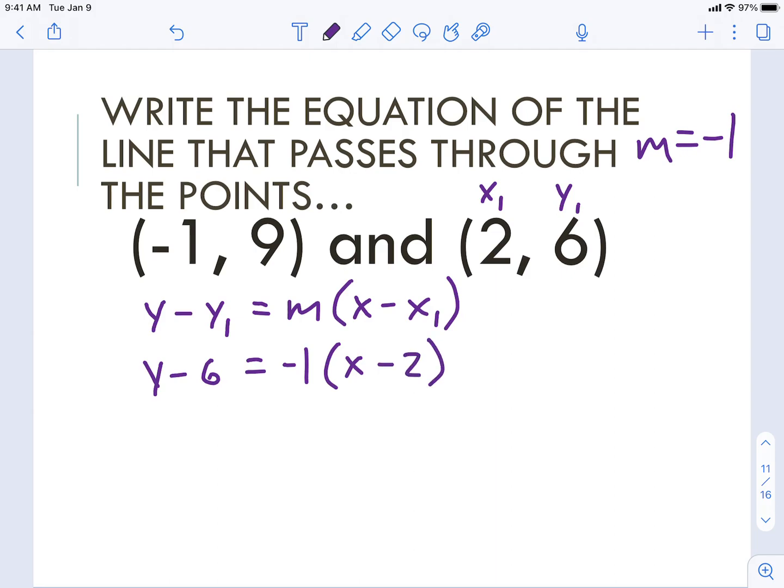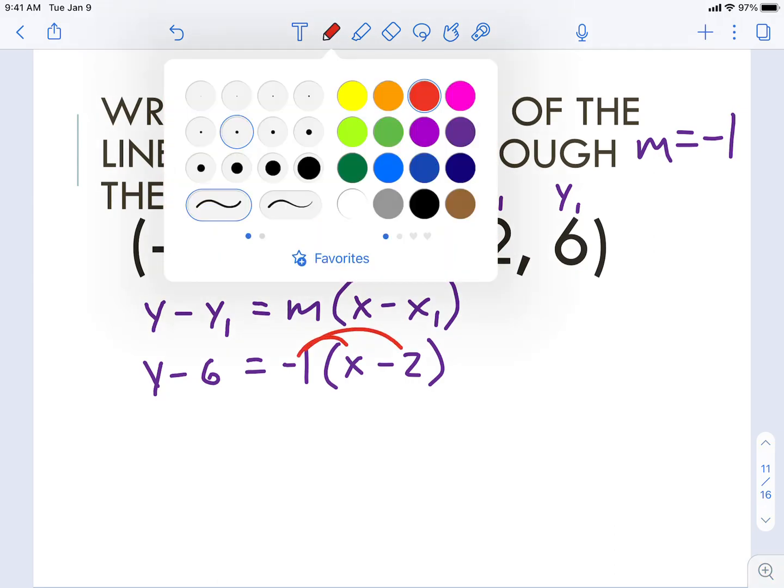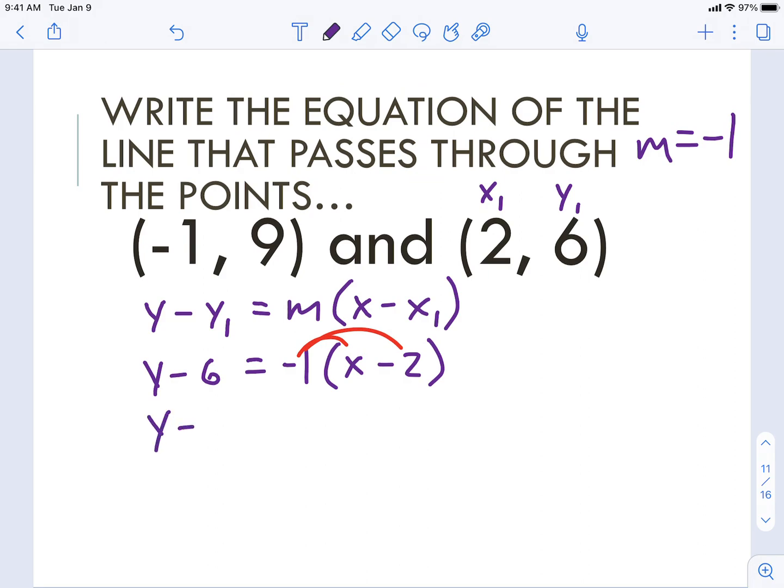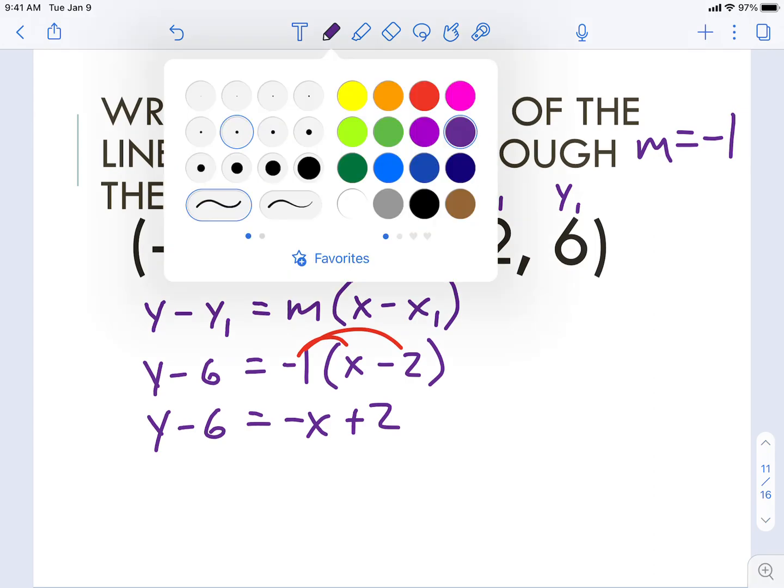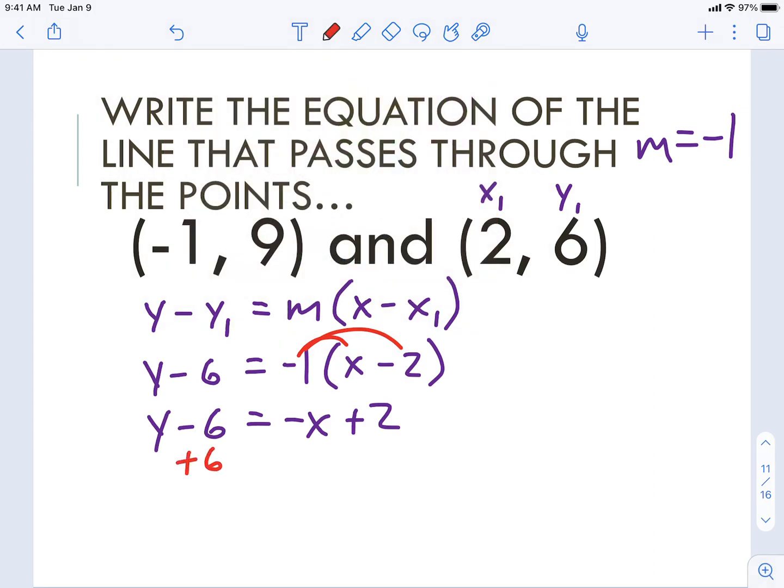And now this might be good enough, but you might have to simplify it into slope-intercept form. And so if you have to do that, we want to start by distributing the negative 1 into the parentheses. So we get y minus 6 equals negative x plus 2. And then now we want to solve it for y on the other side, so I'm going to add 6 to both sides so that it's y equals. So y equals negative x plus 8.